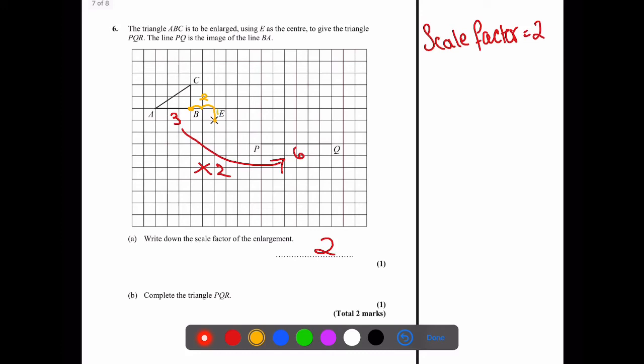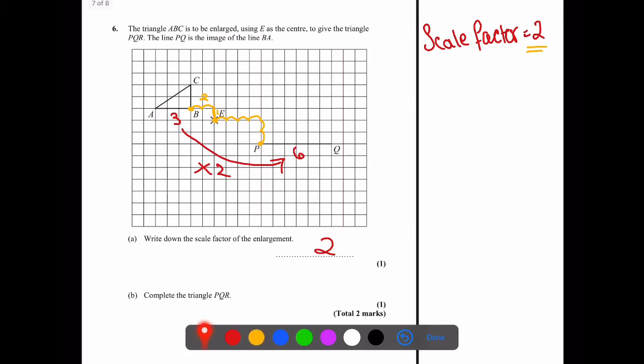Well, because it's a scale factor of 2, and this is our centre of enlargement, we need to do the same again, but we need to double it this time. So instead of going across 2, we're going to go across 4. So 1, 2, 3, 4. And instead of going down 1, we're going to go down 2, which is there. Okay, fine, great. So we know that that point is that point. It doesn't necessarily help us yet, but I'm just showing you.